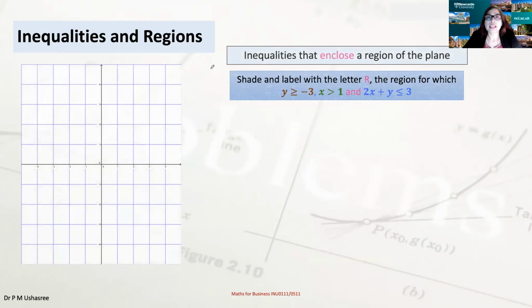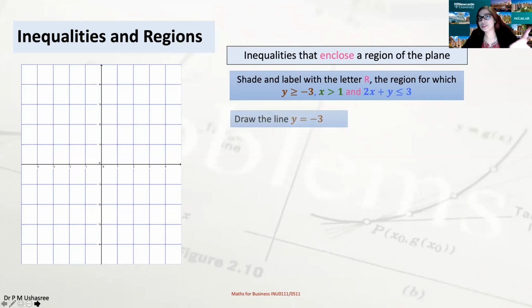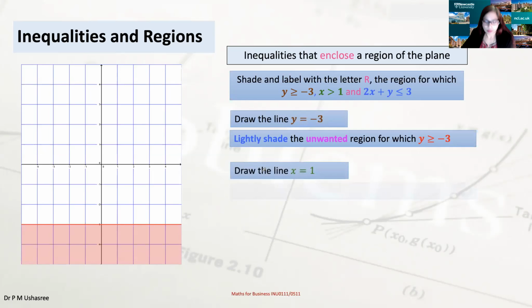Okay, the next example is inequalities that enclose a region of the plane. Again, we're just going to look at it by shading the unwanted region. We'll follow the same steps, but now we're going to shade the unwanted region. Let me just go back. In this case, we're shading this region. For example, if you put 0, the origin, there, 0 is greater than -3. So actually, this is the wanted region, but we're going to shade the unwanted region.